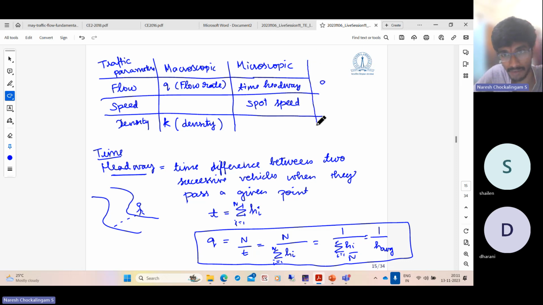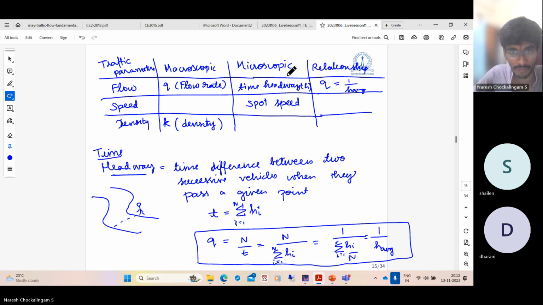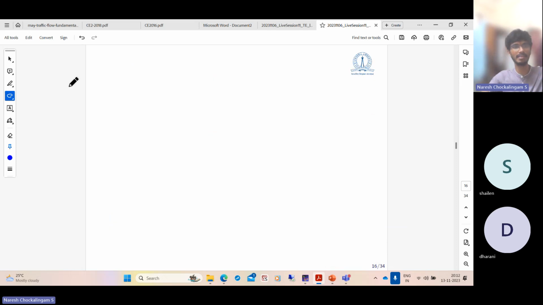So in the last column, let me write down the relationship. So if you remember this table, it will be very helpful. So Q is related as Q is 1 by h average, the average of the time headways. Let us call it h. Speed we will come to later, but density is related to something called the distance headway.